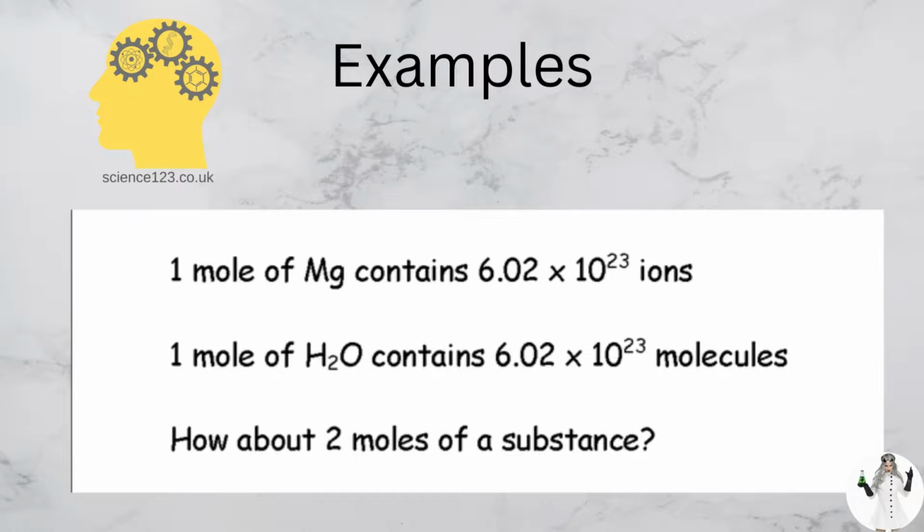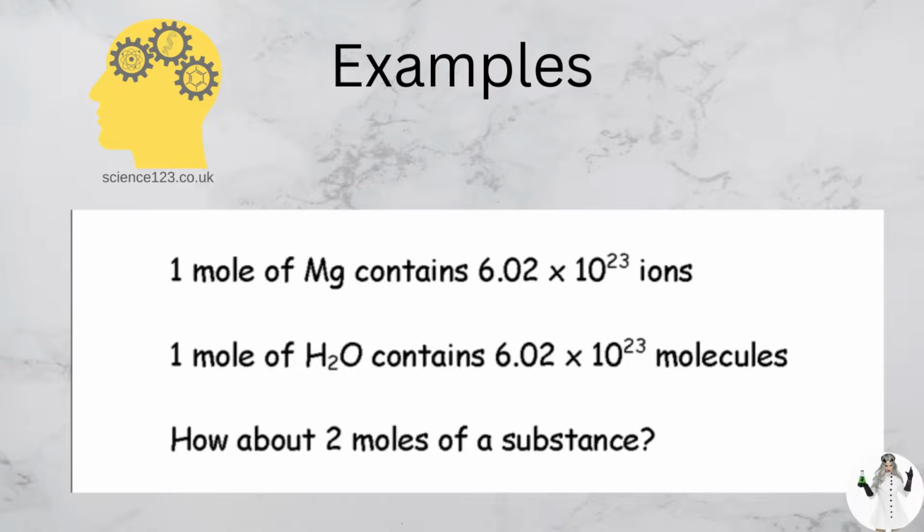So here are some examples. Magnesium is a metal, and you know that metals are made of ions. So 1 mole of magnesium contains an Avogadro's number of ions. Water is made of molecules with the formula H2O. So again, 1 mole of that substance will contain an Avogadro's number of molecules.